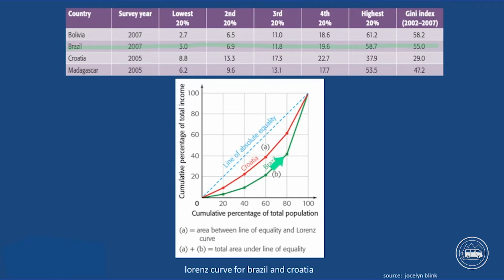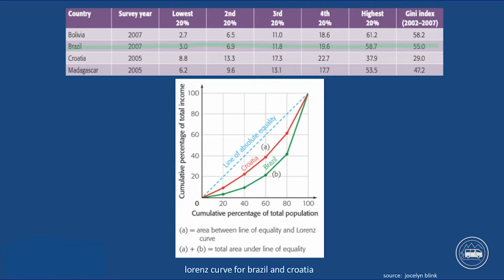And then the last 20% of Brazil has what? Nearly 60% of all the income, and there's the number. All right. Cool. You got that? All right.